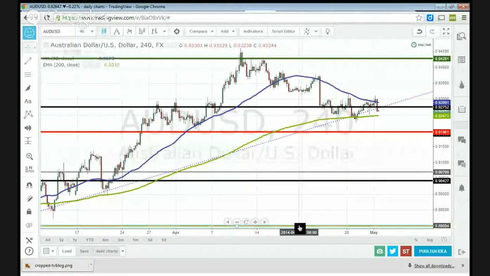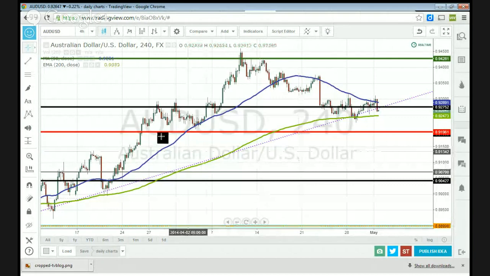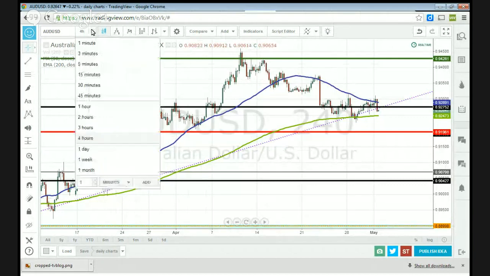Okay. Now, in terms of the charts that I wanted to check out today. This is Aussie dollar, and I did just put an order on Australian dollar, but let's get back to that in a second. First, let's switch to the daily chart here. That's what I'm looking at.